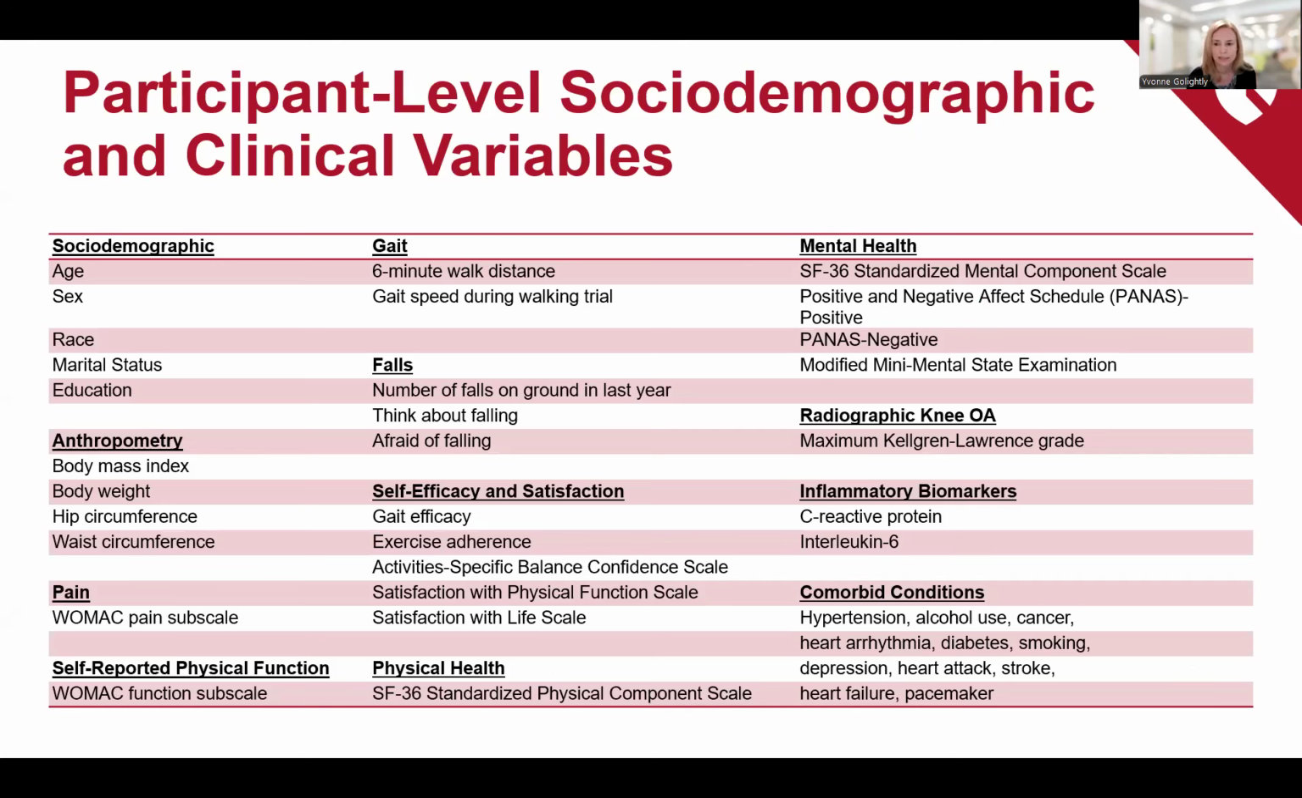So the participant level data are shown here in this table, and these were all collected at baseline, as I mentioned. And there are 40 variables. They include sociodemographic characteristics like age, sex, race, and then we have many clinical characteristics here that we felt may be associated with knee forces. So we have anthropometry measures, pain, physical function, gait, falls, self-efficacy and satisfaction, physical and mental health measures, radiographic knee OA, inflammatory biomarkers, and then a number of comorbid conditions.